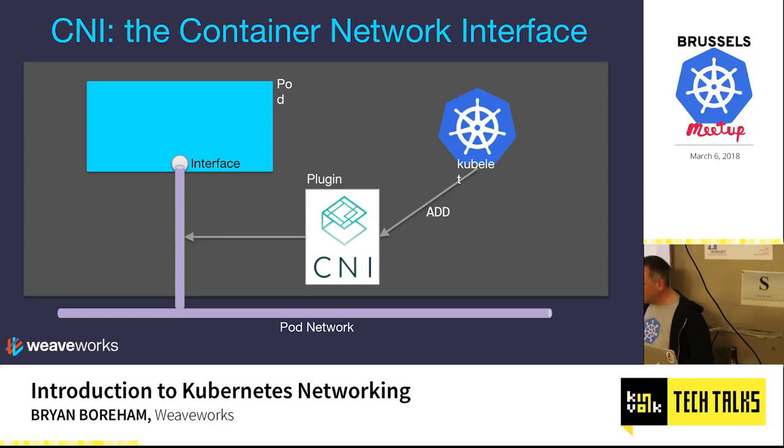CNI. CNI is an API for writing plugins so that Kubernetes does not need to know how your network works. If you have a network technology that is special in some way, all you need to do is write the plugin. Kubelet calls the plugin. It sends it very simple commands like add and del, and the plugin wires up the pod to the network. That's the purpose and meaning of CNI.